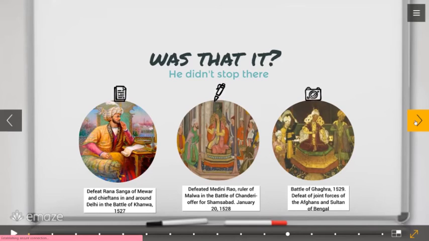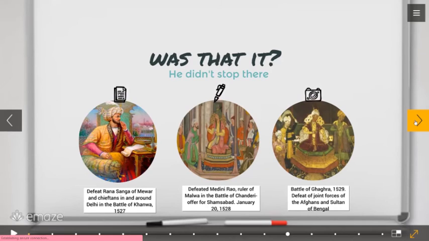There was a small place called Chanderi, which was believed to have been under Taimur's control. So Babur decided that he wanted that place. He went there, and the person ruling there was a lieutenant of Rana Sanga, Medini Rao, the ruler of Malwa. Babur went there and decided to battle against him.